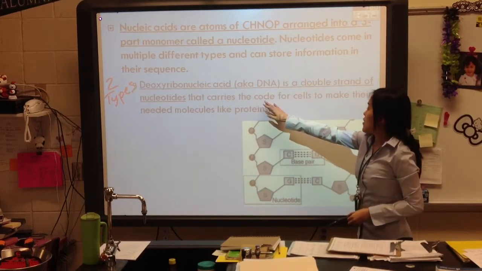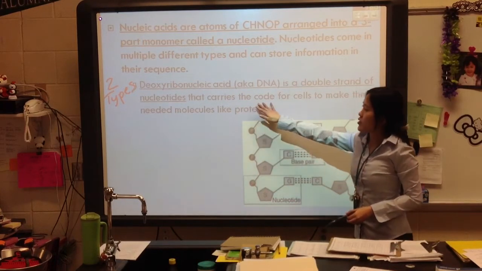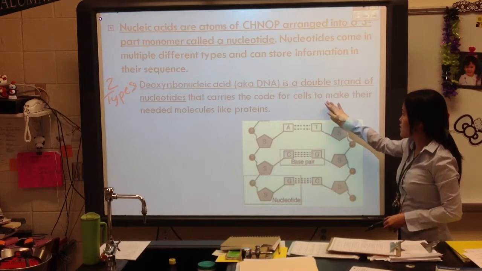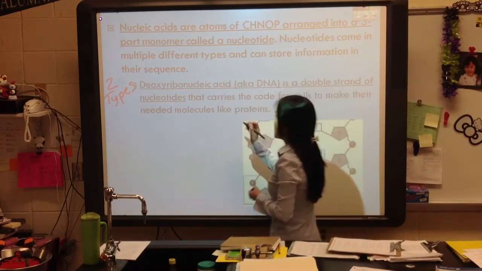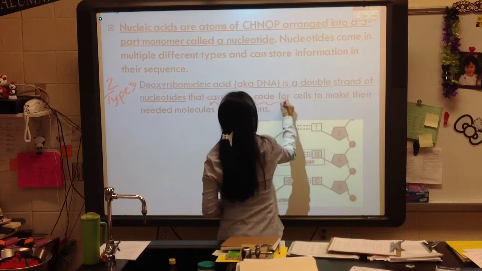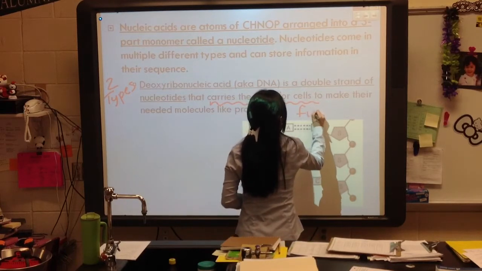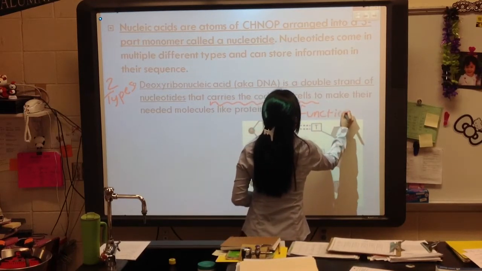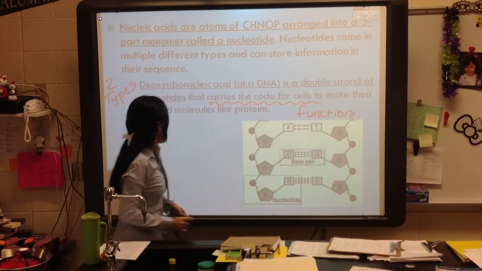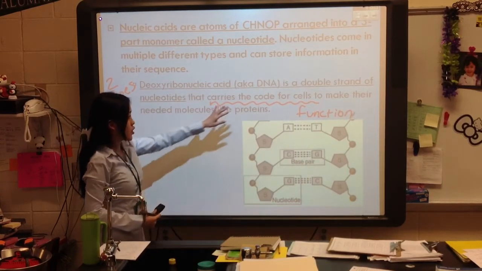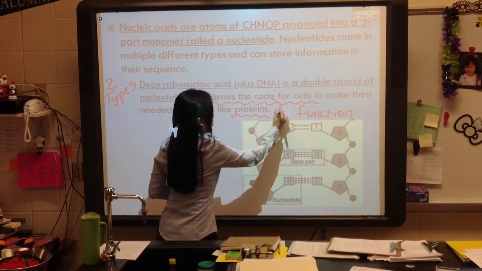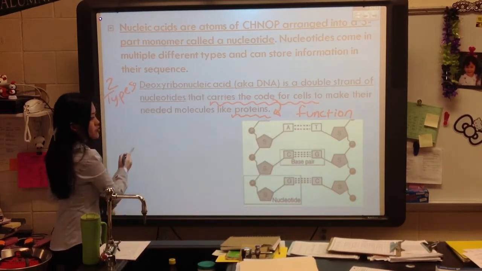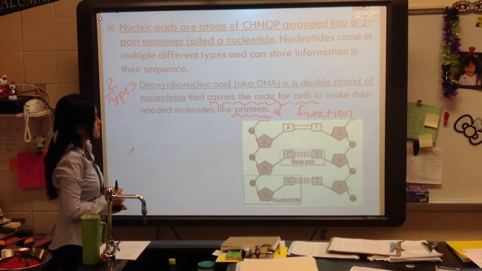And those nucleotides, those monomers, are going to carry the code for cells to make their needed molecules. So carrying the code for cells, that's going to be our function. And that's actually going to help us code for proteins. Code for proteins. And I just drew a little arrow right there to help us memorize that.